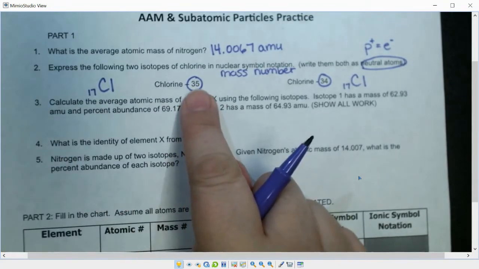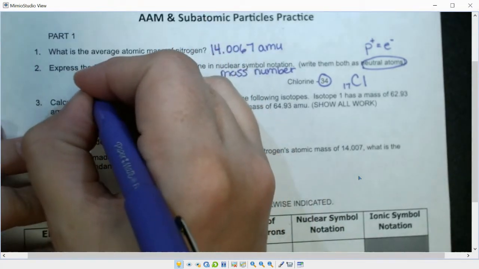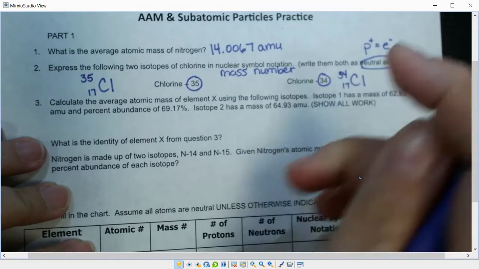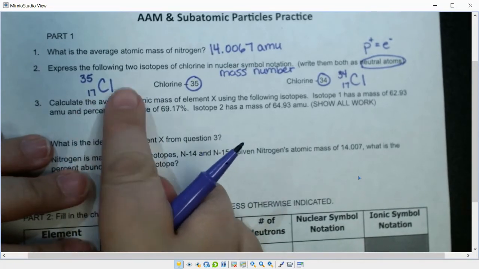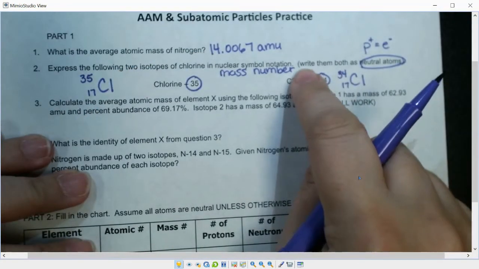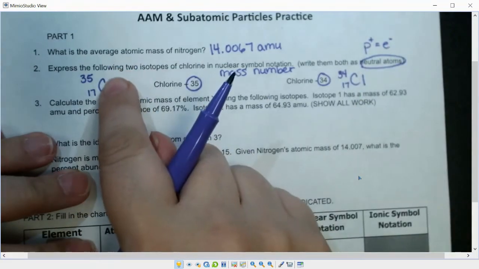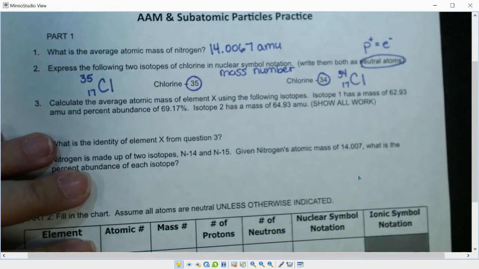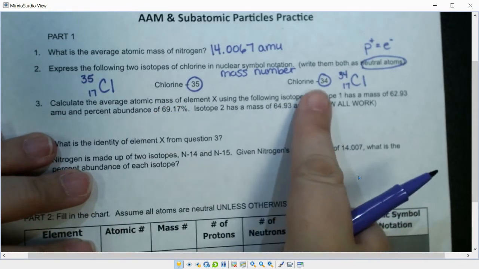Then in the top left, I put the mass number, which is what comes after that hyphen. So 35 for this guy, 34 for this one. Now, if the protons and the electrons were not in balance, I would write something on the top right. However, this instruction said write them both as neutral atoms, meaning protons equals electrons. So in that top right corner, I'm just going to leave that blank. So those are the nuclear symbol notations for the isotopes chlorine 35 and chlorine 34.